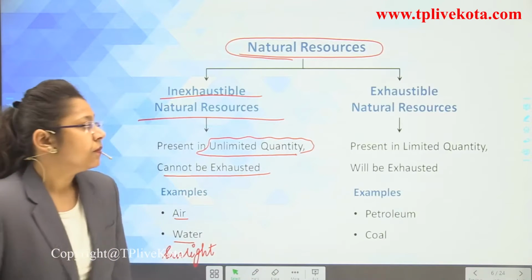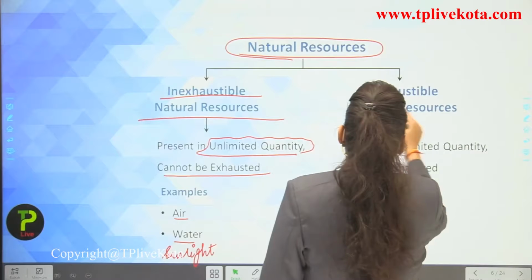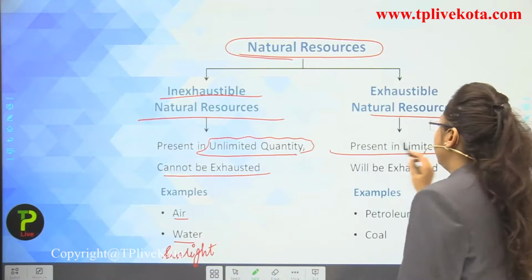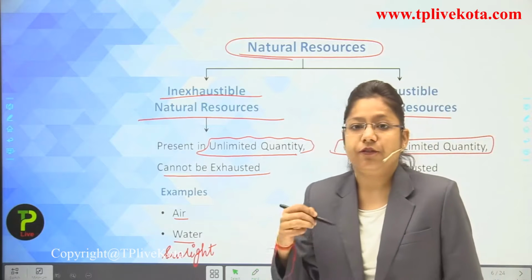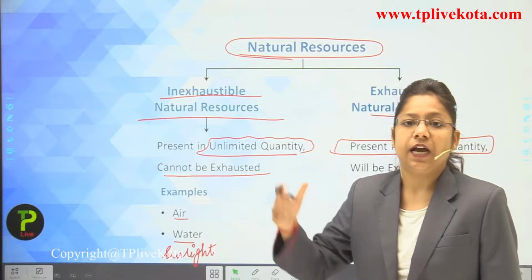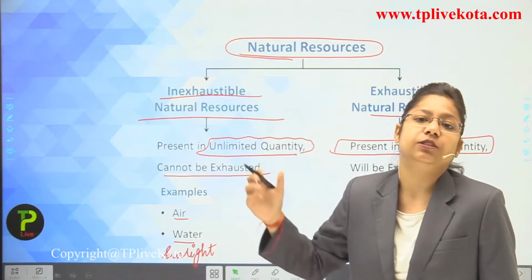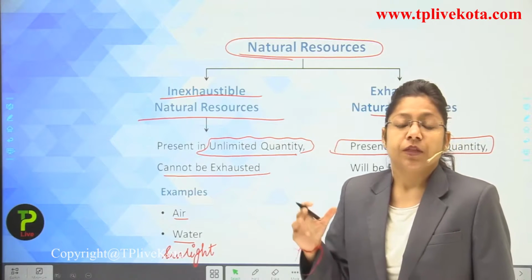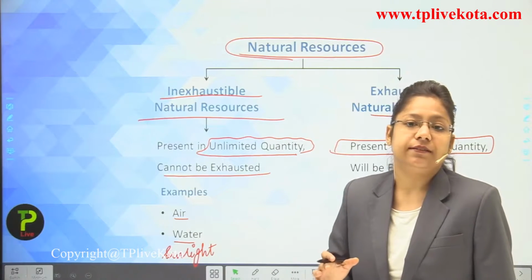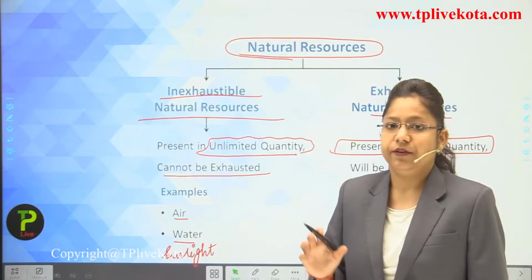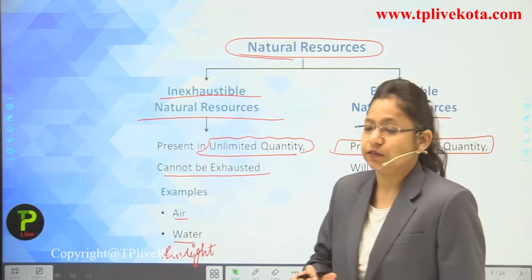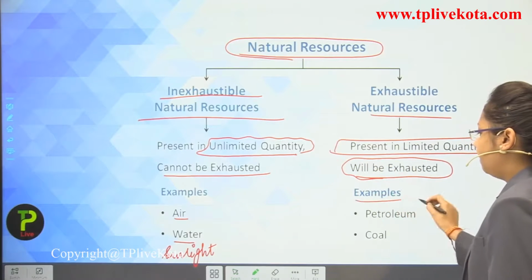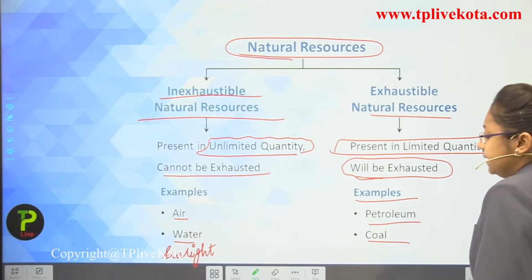this part. Now next, if we see here, exhaustible natural resources, students, are present in limited quantity. Once they get exhausted, they will take 100 to 200 million years to form again. So we have to use these resources in a very limited way. We do not over exploit these resources, or they will get exhausted some day. Examples: petroleum, coal, diesel, kerosene.